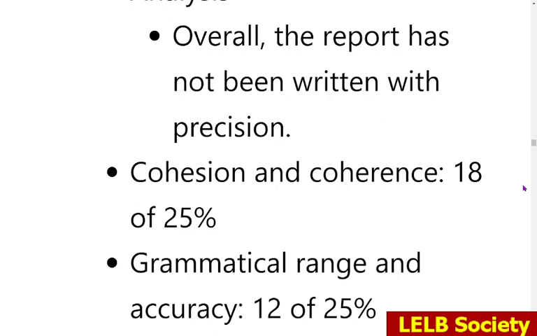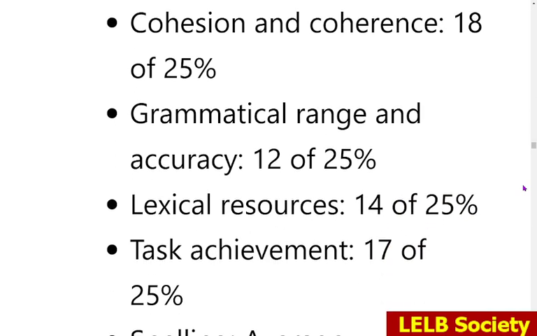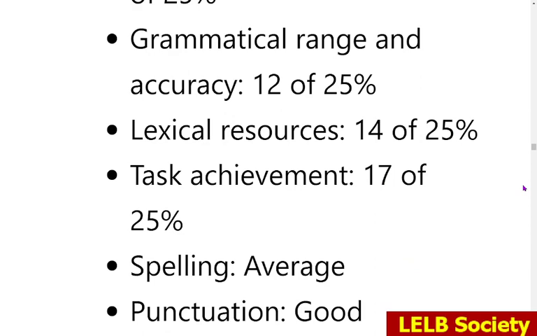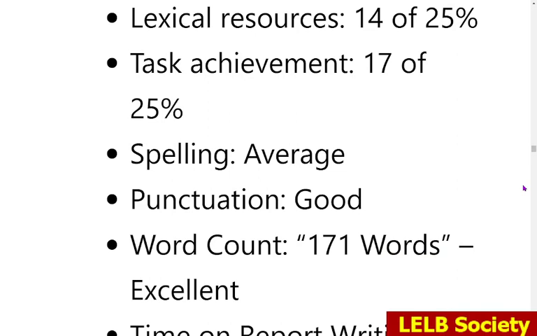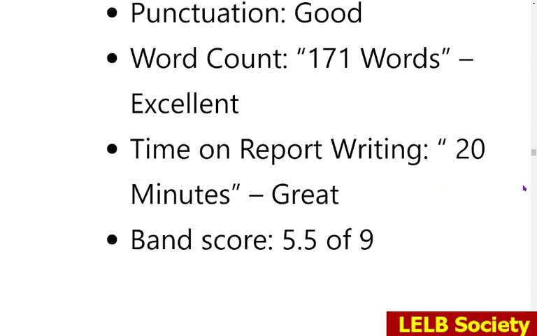Cohesion and coherence, 18 out of 25. Grammatical range and accuracy, 12 out of 25. Lexical resources, 14 out of 25, because the essays were supposed to use more advanced vocabulary. Task achievement, 17 out of 25. Spelling average, punctuation good, word count 171, which is good really, and time on report writing 20 minutes, very good. And I can give this candidate the overall score of 5.5 out of 9.